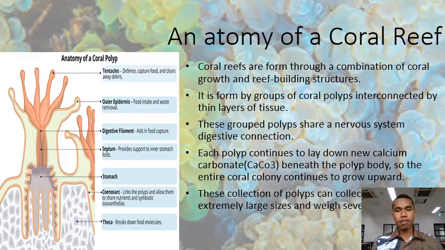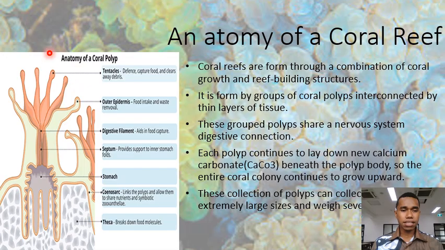Moving on is the skeleton of a coral reef. We must all know that coral reefs are formed through a combination of coral growth and reef building structures. It is formed by groups of coral polyps interconnected by thin layers of tissue. This group of polyps shares a nervous system and digestive connection. Each polyp continues to lay down new calcium carbonate beneath the polyp body, so the entire coral colony continues to grow upward. This collection of polyps can reach extremely large size and weigh several tons.